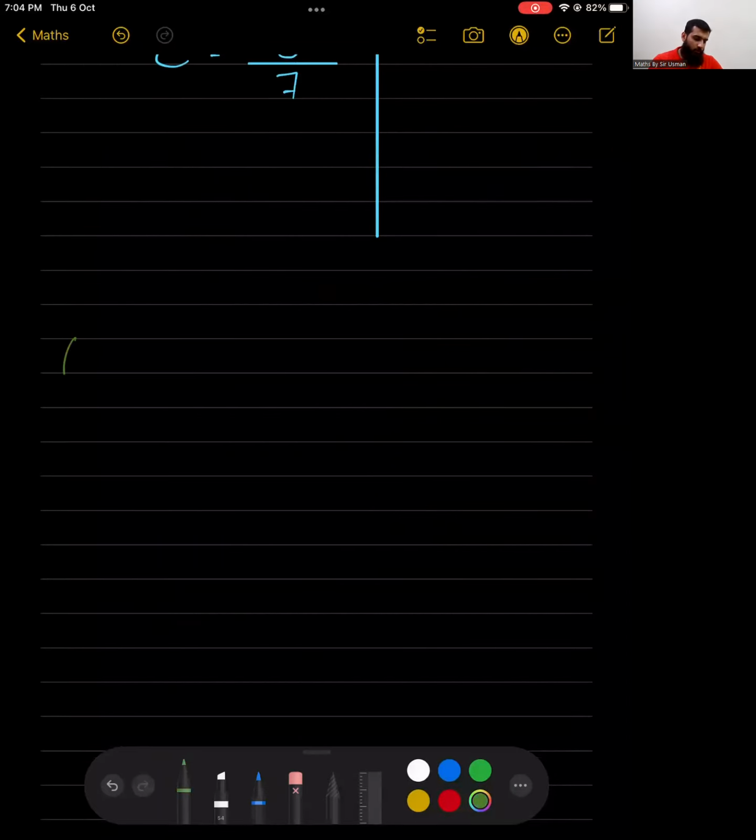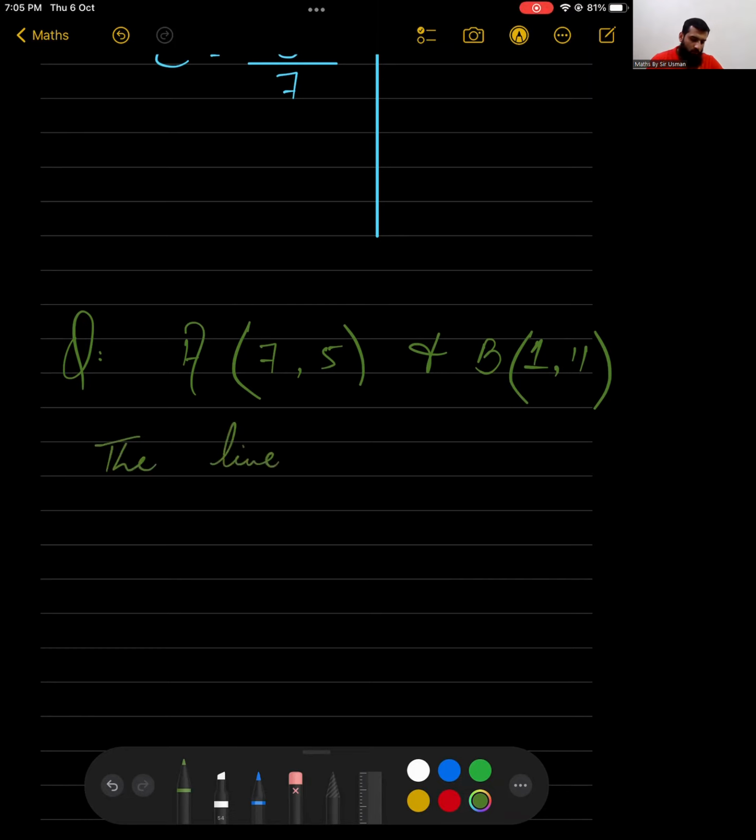We have a question over here which says that A has coordinate 7, 5 and B has 1, 11. So we have got the coordinates of A and B. We have a query over here that the line AB is perpendicular to CD. Find the gradient of CD.